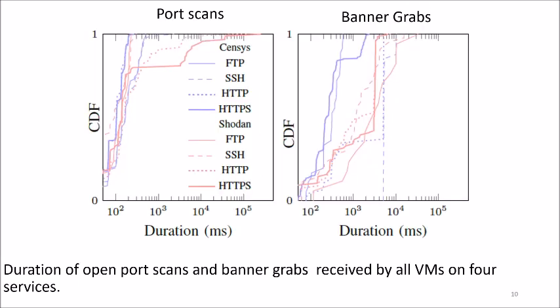These charts show the duration of open port scans and the duration of banner grabs. We did not show closed port scans as almost all of them complete in under 1 millisecond. On average, port scans lasted 139 milliseconds for Censys and over 2,000 milliseconds for Shodan. The longest session lasted 248 seconds, which was an HTTPS banner grab from Shodan targeting the Montreal virtual machine.